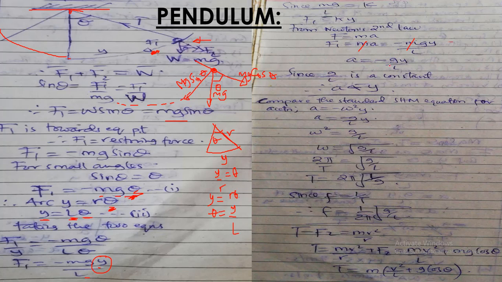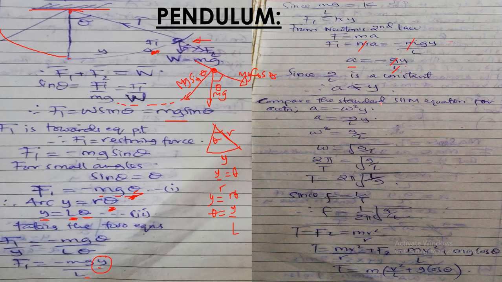Utabaki na acceleration sawa negative gy over L. G is a constant, length is a constant. So utabaki na acceleration is directly proportional to negative y, of which, as we said, negative signifies that the direction of the acceleration and displacement are in opposite directions. And so if this is happening, it means from mathematics principles, it proves to us that a pendulum, when made to move in small angles, oscillates as a simple harmonic motion.